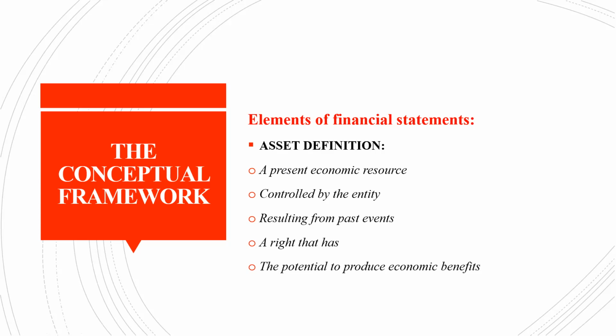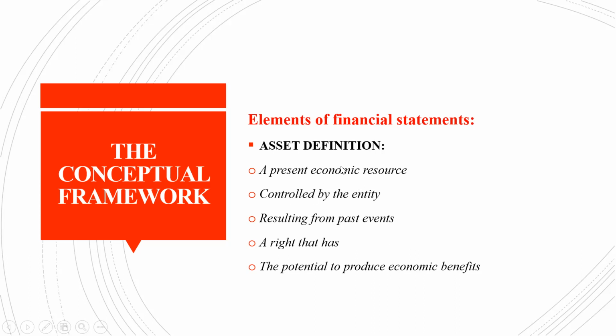So number one, an asset is a present economic resource which is controlled by the entity, which has resulted from past events, resulting in a right that the company has, which could potentially produce economic benefits for them. I repeat again. An asset is a present economic resource controlled by the entity, resulting from a past event.